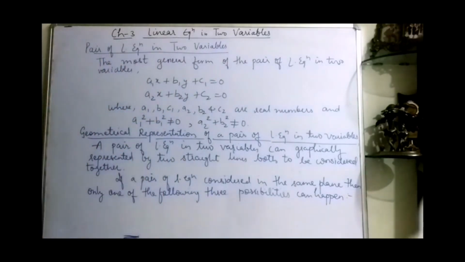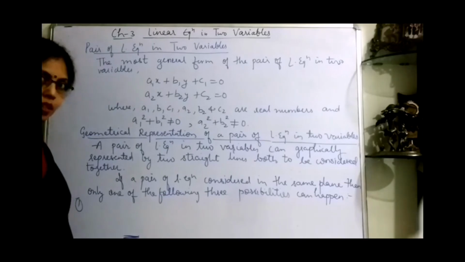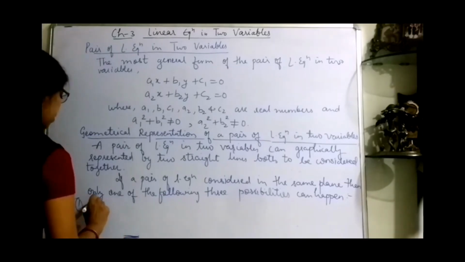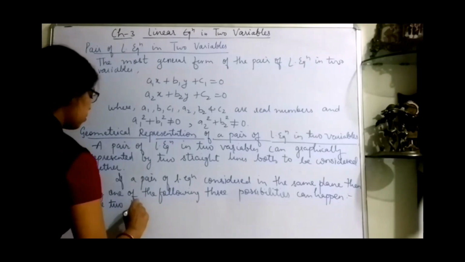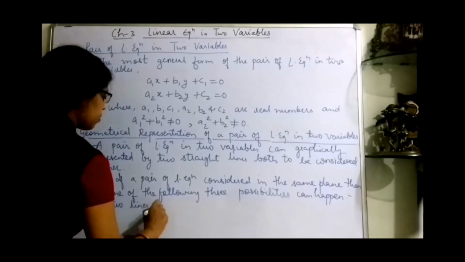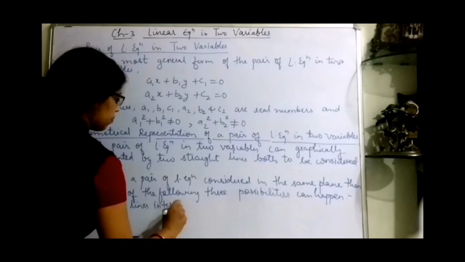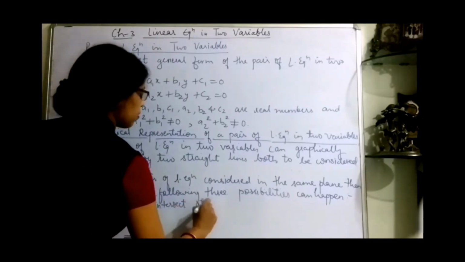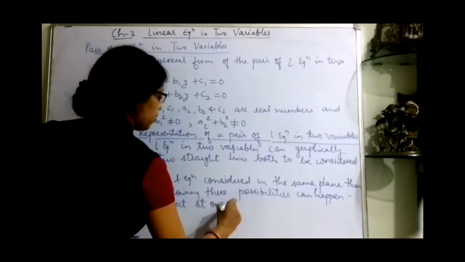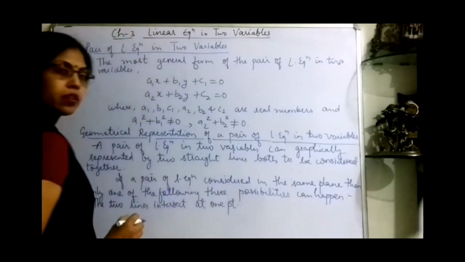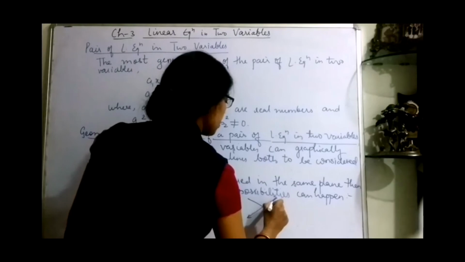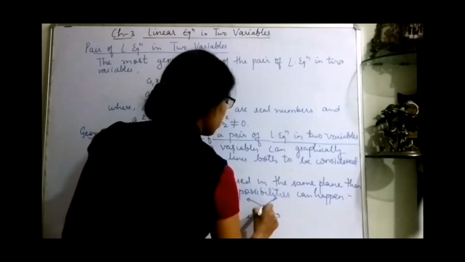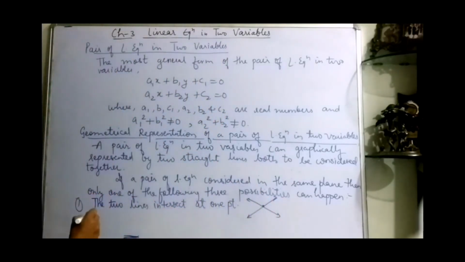What are the three possibilities? First, the two straight lines intersect at one point. That is, two lines intersecting at one point, in this way.